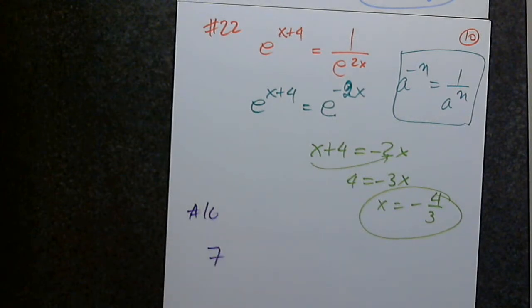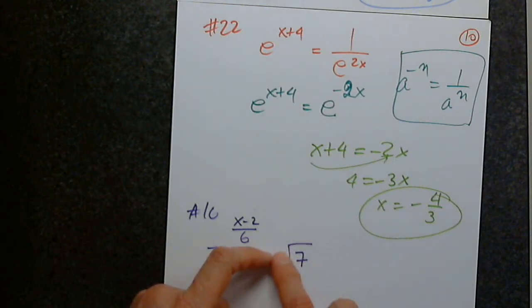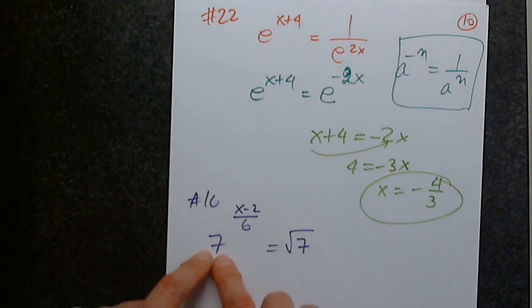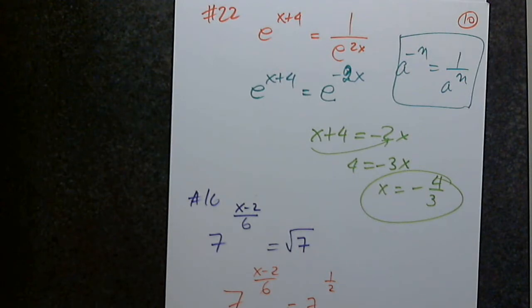7 raised to the fraction x minus 2 over 6 equals the square root of 7. Excellent. Very good pick. So the left-hand side is done. There is nothing I can do to the left-hand side, but I'm hoping that there is a way of presenting this piece with the same base. 7 to the 1/2. Very good. See, as my grandma used to say, if you torture someone long enough, they will remember it.